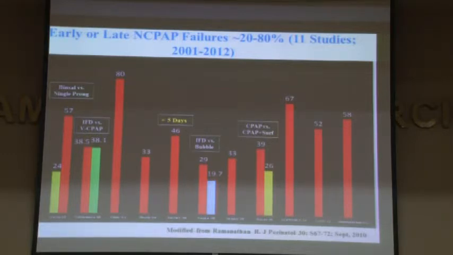Another study from the United Kingdom, bubble CPAP versus ventilator CPAP. No difference in failure rates. So overall, CPAP failures range from 20% to 80%. 80% is in micro babies, 23, 24, 25 weeks. 80% of the babies fail CPAP and get intubated.